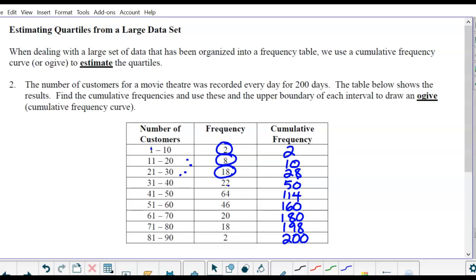Okay, and if you were told that they kept a record for 200 days, then your cumulative frequency at the end should be 200.